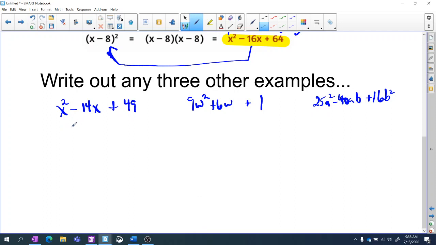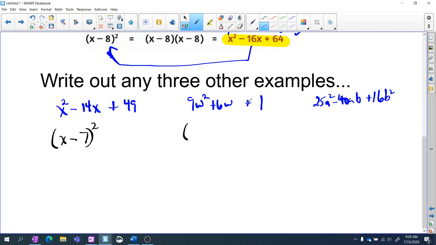So it's going to be a trinomial, and we're going to follow this pattern. We're going to take the square root of the first term, the sign of the middle term, and the square root of the last term. And we're going to put it in brackets, and we're going to square. So let me say that again. Square root of the first term, sign of the middle term, square root of your third term, put it in brackets, squared. Quick and easy.